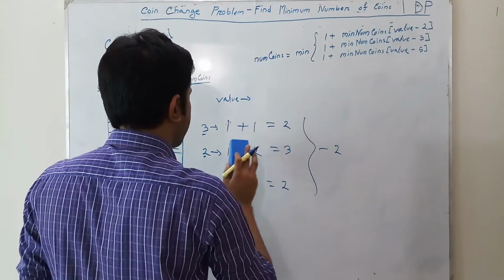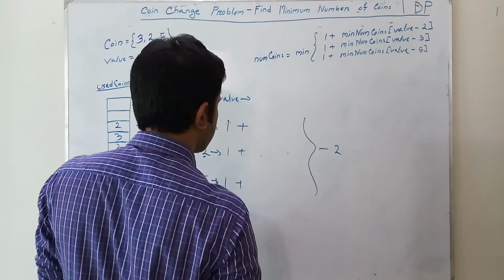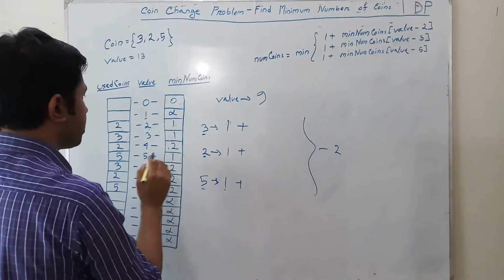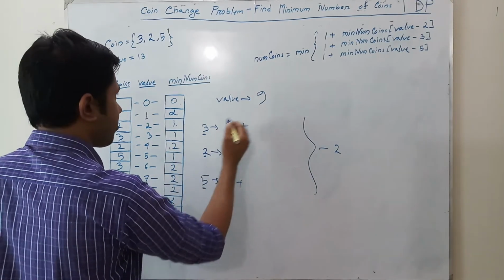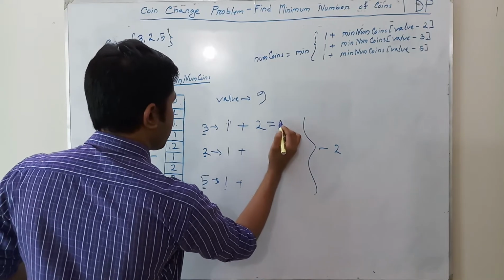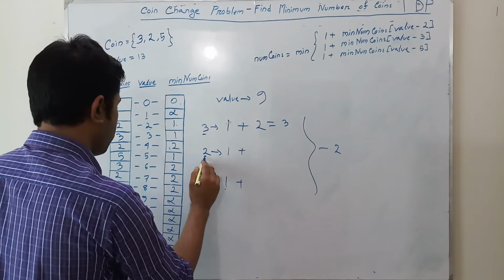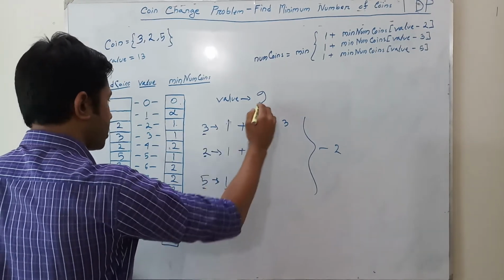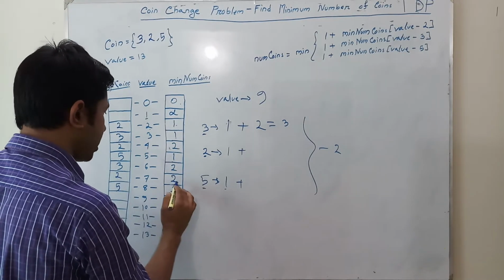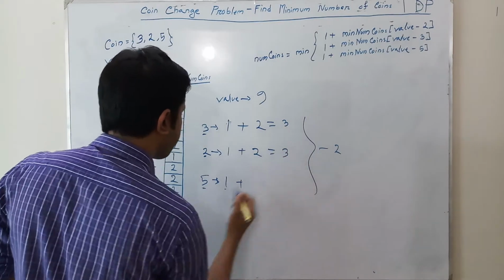Now we will find out the value for 9. And the value is 9. After using the coin 3, we have remaining value 6. For 6 we know the value is 2, so total number of coins to make 9 we need here 3. If we use the coin 2, we have remaining value 9 minus 2 equals 7, and to make 7 we need the minimum number of coins 2. We will get this value here 3.